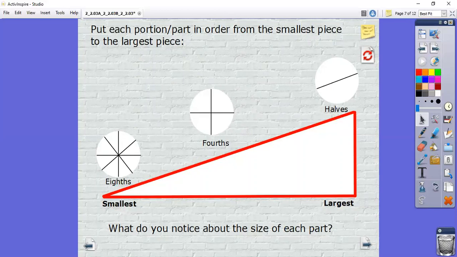What do you notice about the size of each part? When I have small parts, I have a lot of them. There's 8. When I have medium parts, I have less than the small one. When I have big parts, I only get 2 parts. So the bigger the parts, the fewer there are. The smaller the parts, the more there are. So the more pieces I have, the smaller they are, and the less pieces I have, the bigger they are.